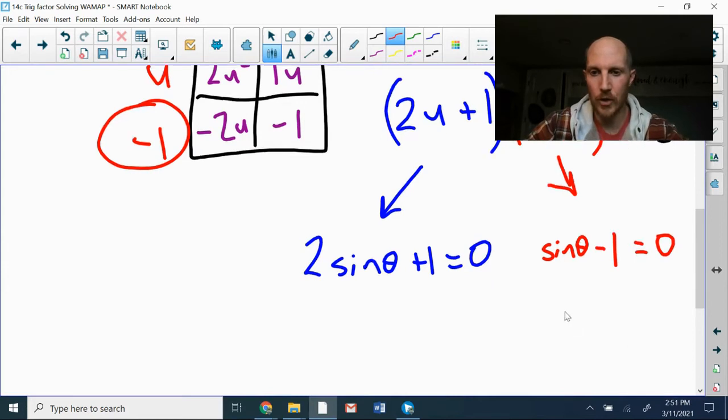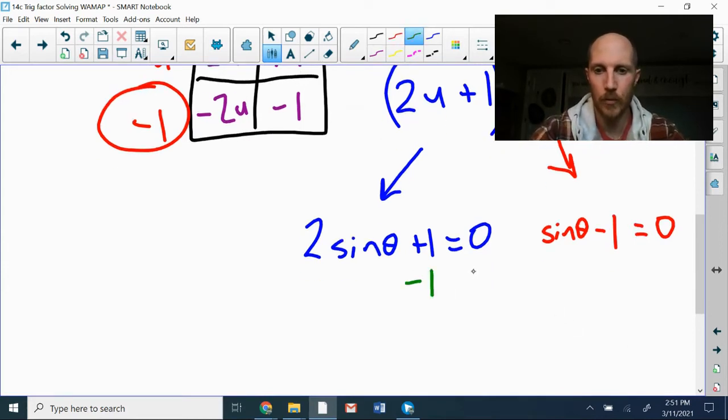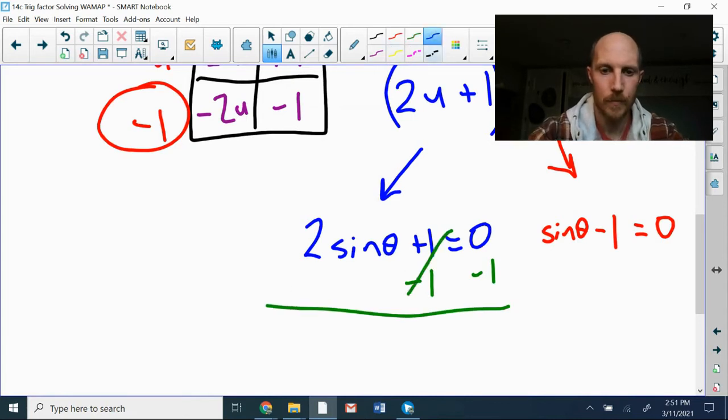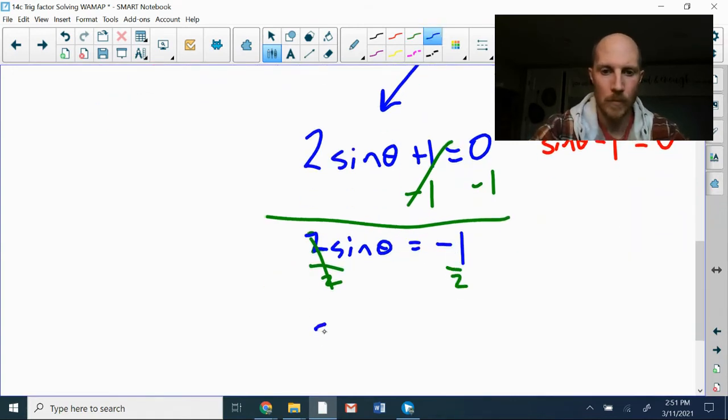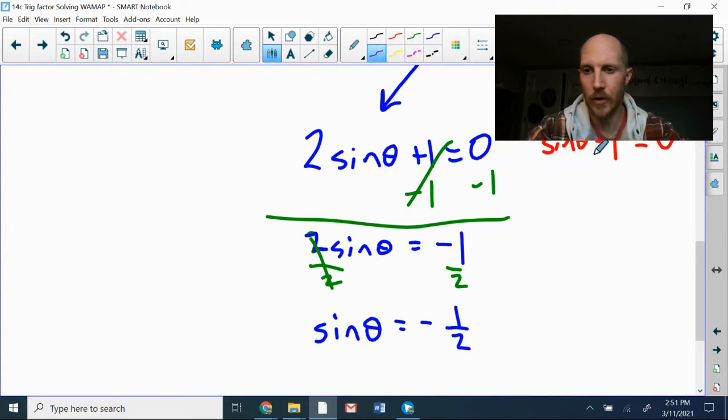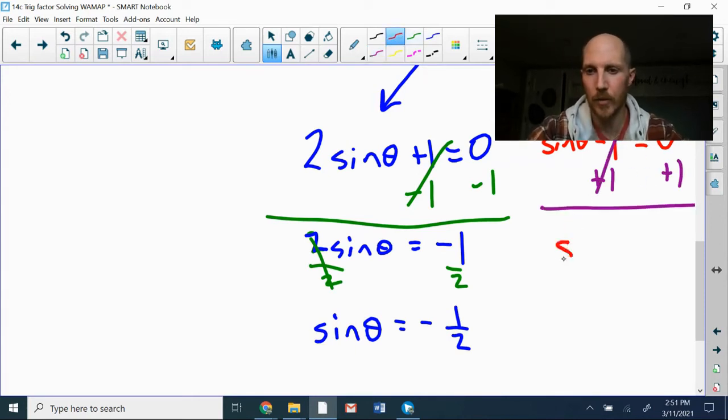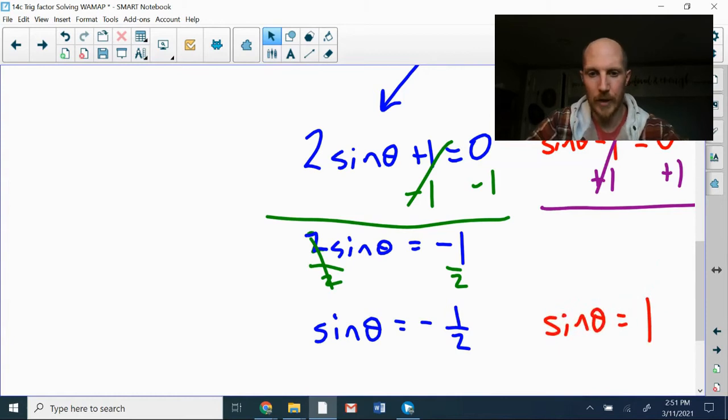Now, solve each of those separately. Subtract 1. So 2 sine of theta equals -1. Divide by 2. I don't have enough room. So sine of theta equals -1/2. Okay, let's go back to the red equation, solve that one as well. It's going to add 1 to both sides, and then it's going to bring me sine of theta equals 1. Go ahead and bring that down a little bit so these line up.